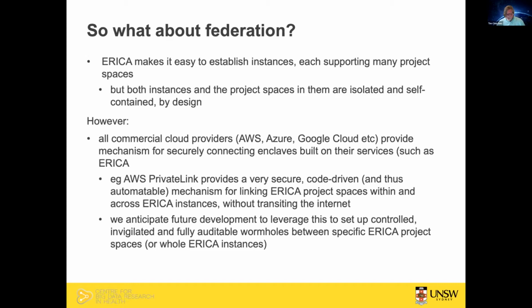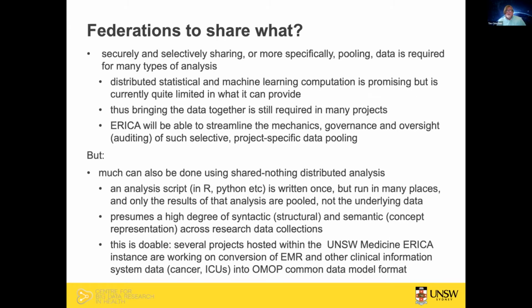I mentioned AIHW, the Australian Institute of Health and Welfare, have an Erica instance called SHREI, and they are using AWS PrivateLink at the moment to selectively share data between project spaces and to provision data into project spaces in their instance. And we'll be doing more work in that area in the forthcoming year. So essentially that gives us technical mechanisms to very easily set up and tear down wormholes between Erica instances. But the bigger question is, federation to share what?